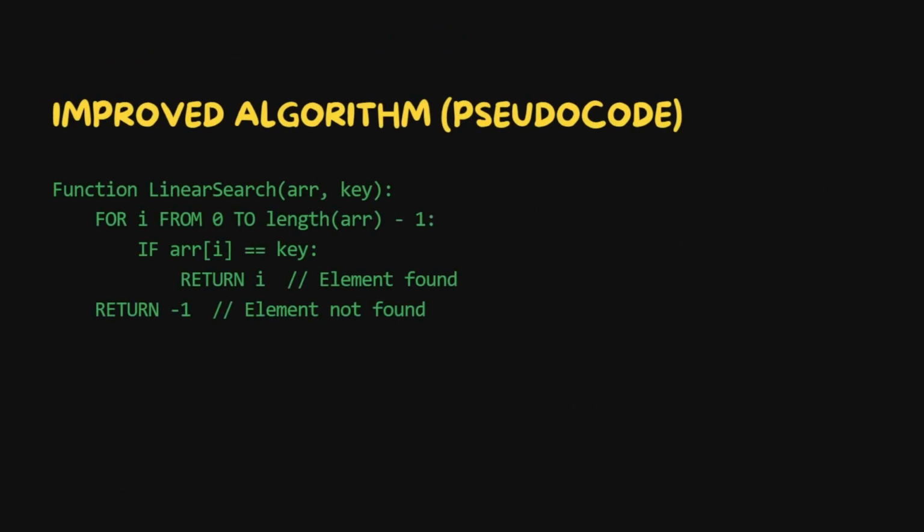Here is a clean pseudocode representation of the linear search algorithm. The loop starts at index 0 and goes up to the last index. It compares each element with the target key. If it finds a match, it returns the index of the element. If no match is found after checking all the elements, it returns -1.